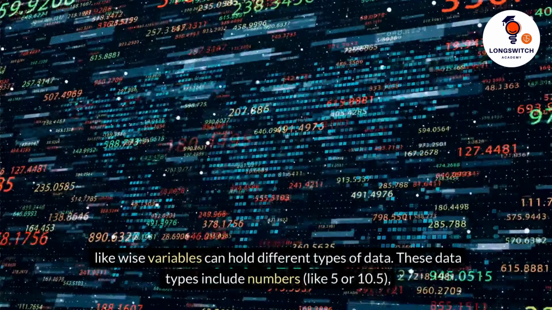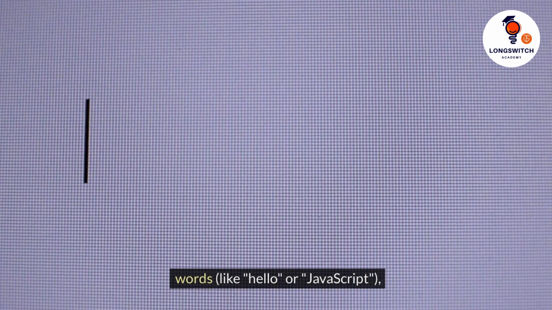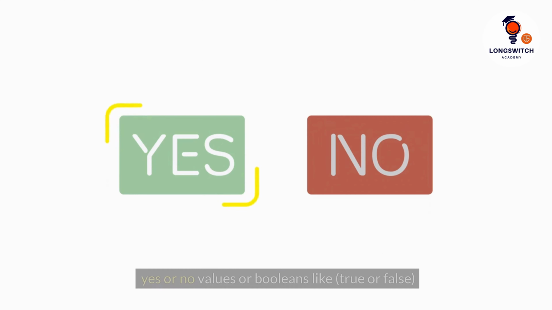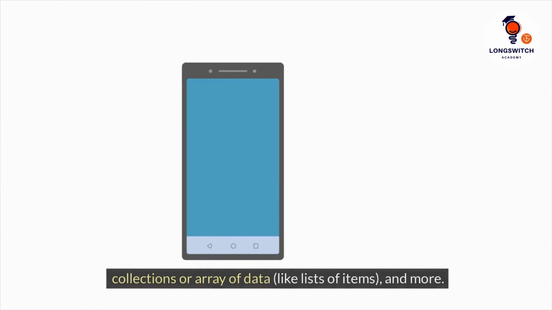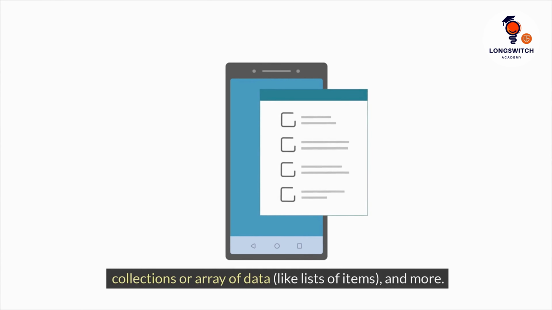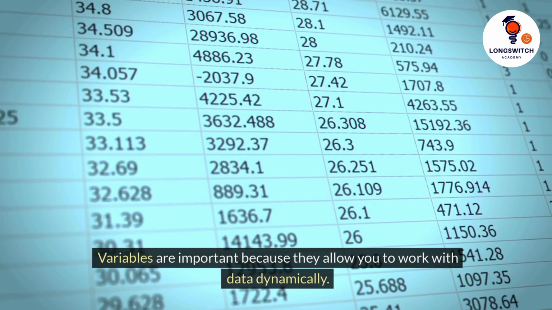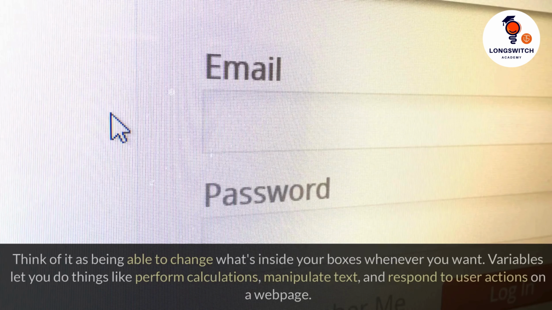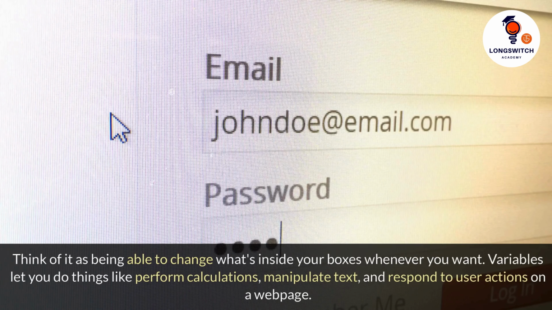These data types include numbers, like 5 or 10.5, words, like hello or JavaScript, yes or no values, or booleans, like true or false, collections or arrays of data, like lists of items, and more. Variables are important because they allow you to work with data dynamically. Think of it as being able to change what's inside your boxes whenever you want. Variables let you do things like perform calculations, manipulate text, and respond to user actions on a web page.